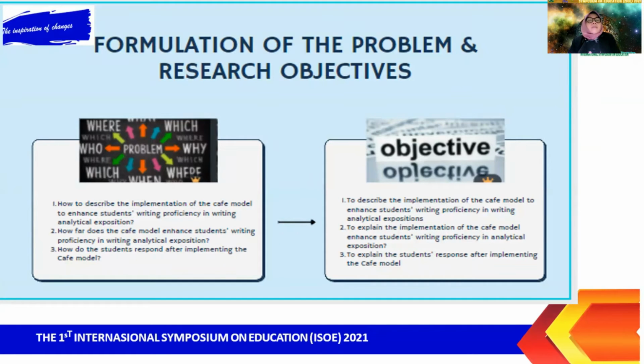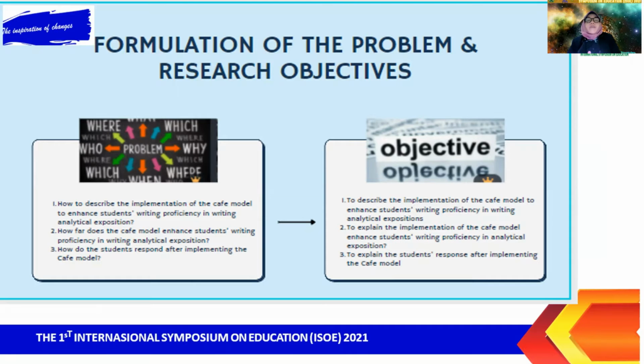Come to the formulations of the problems and research objectives. There are 3 problem formulations in my research. First, how to describe the implementation of the CAFE model to increase the students' writing ability in writing analytical expositions. The second question is how far the CAFE model increases students' writing proficiency in writing analytical expositions. And the last question is how the students respond after implementing the CAFE model.